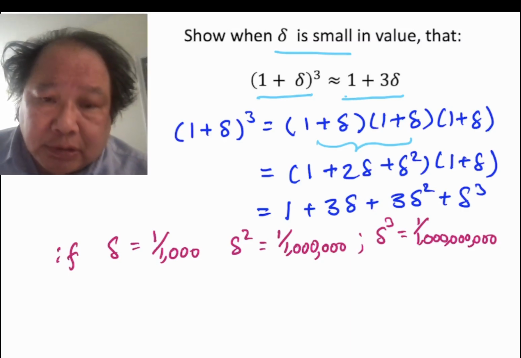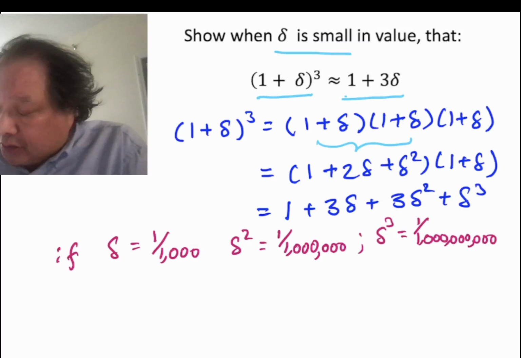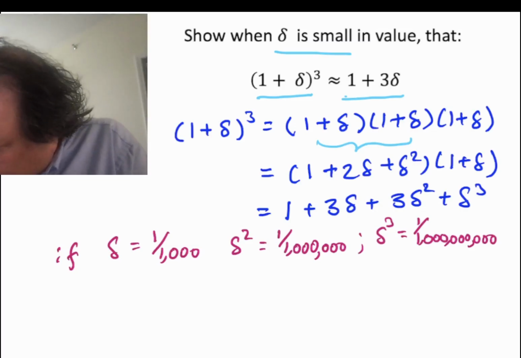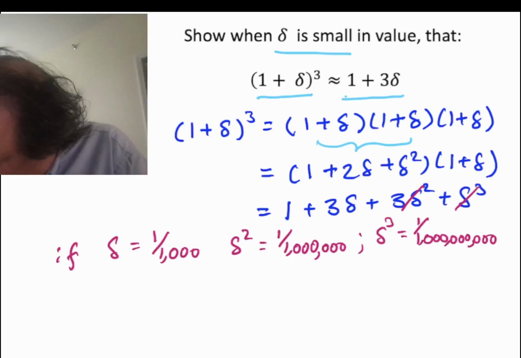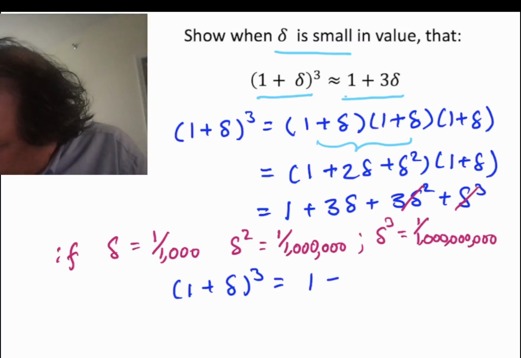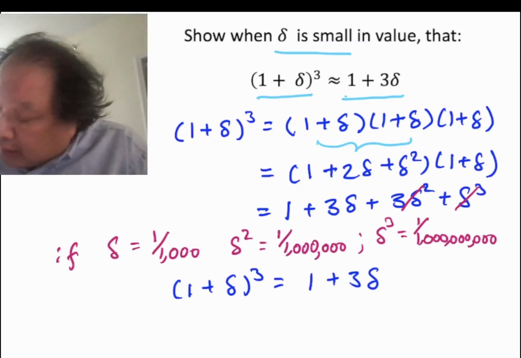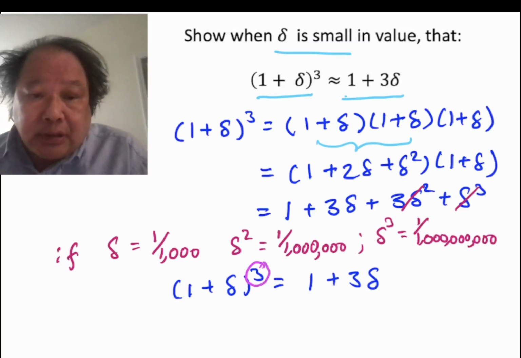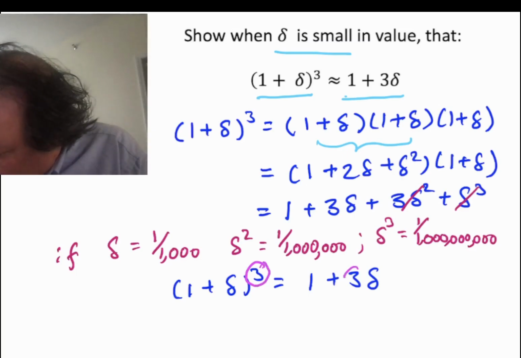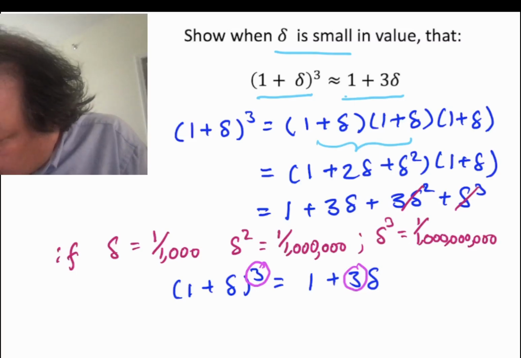For all intents and purposes, we can ignore all delta squared terms and delta cubed terms because they're so much tinier. And so if we get rid of those two terms, we see that we have (1 + delta)^3 is roughly 1 + 3 delta, which is what we wanted to show. And we can see something interesting. The 3 in the power seems to have carried over on the right side with the 3 as the coefficient. And we can see why that's true.